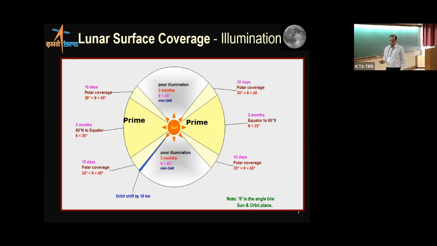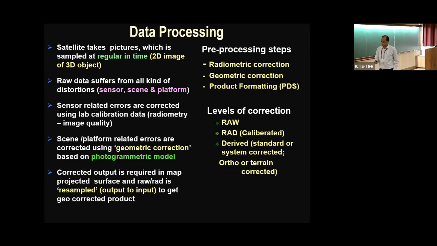That's why in nearly 3.5 years of our operation, we have covered nearly 70 to 80% of the area by TMC and OHRC, region of interest based only. And for IIRS, nearly 90% of the area has been covered. The next imaging season started just yesterday. So we are going to cover probably the full Moon, at least the full polar area.